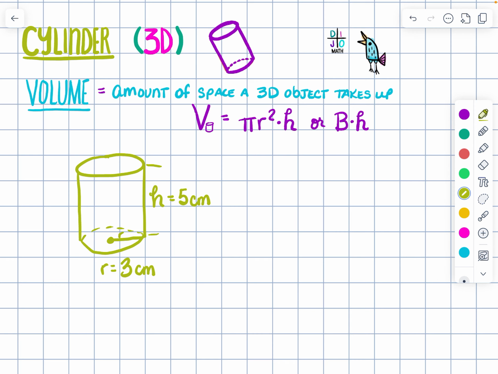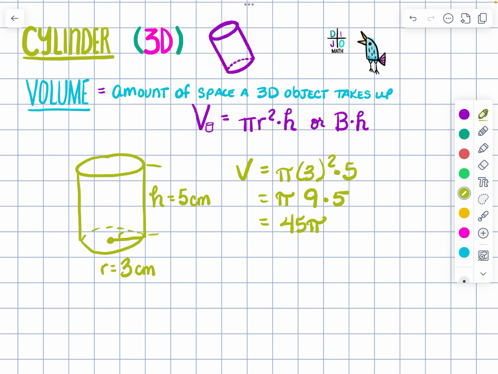So let's go ahead and plug this in. The volume is equal to pi, and we have r is equal to 3, so we're going to say 3 squared, and then our height is equal to 5. Okay, and let's solve these. 3 squared is 9. 9 times 5 is 45 pi.